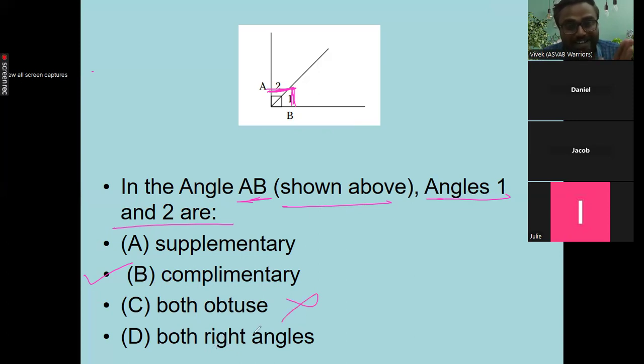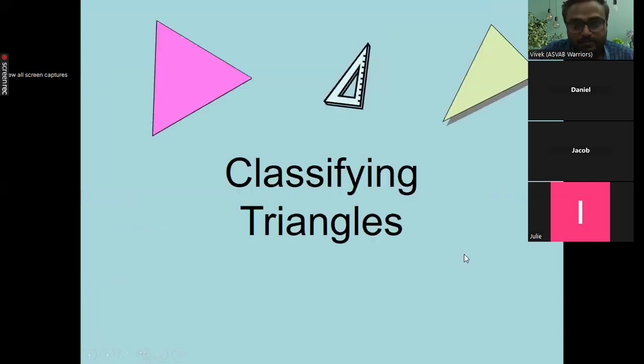They are not both right angles. There is a single right angle, which angle AB is completely forming itself. Let's move on to the next question.